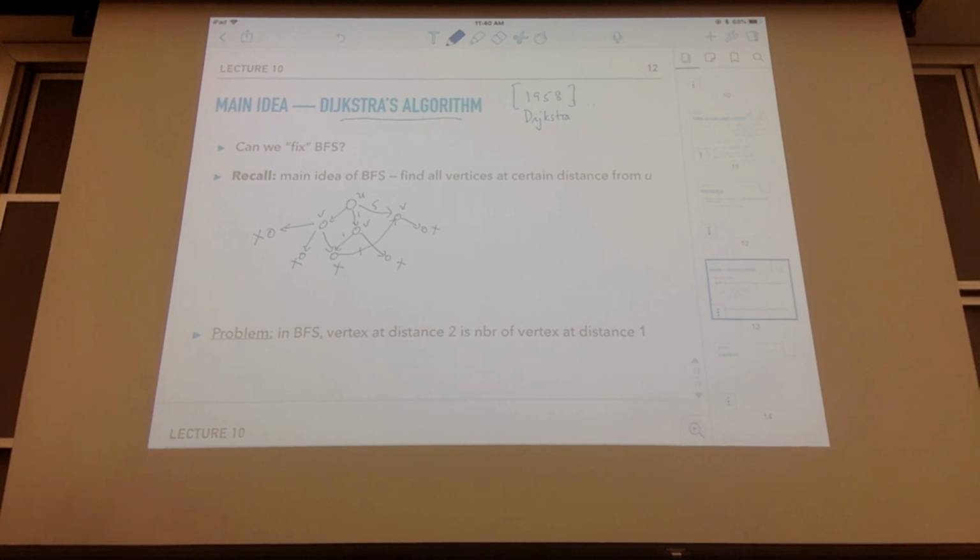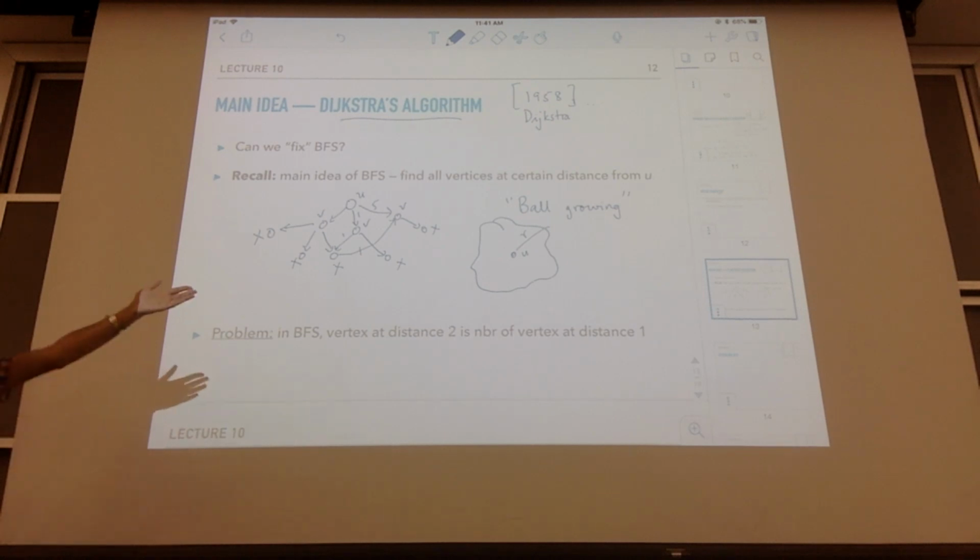So sometimes this is called ball bearing, right? Geometrically, if you think of the graph as some kind of geometric object, then in some sense you're starting around U and you're trying to determine which vertices are at a distance, where distance is now measured according to the edge lengths, at a certain radius r. And you're slowly expanding out.